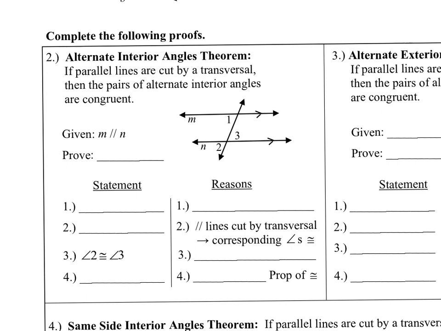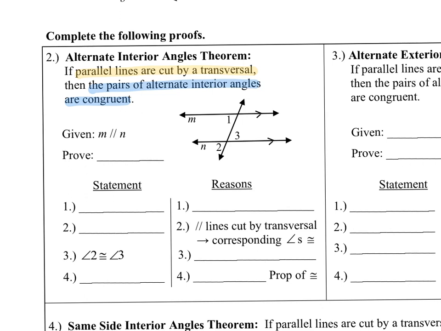which says if parallel lines are cut by a transversal, then the pairs of alternate interior angles are congruent, okay? So you'll recall that a pair of alternate interior angles would be angles that are on alternating, well, first of all, they have to be non-adjacent angles, and they're angles that are on alternating sides of the transversal and on the interior of the two lines being transversed, okay?